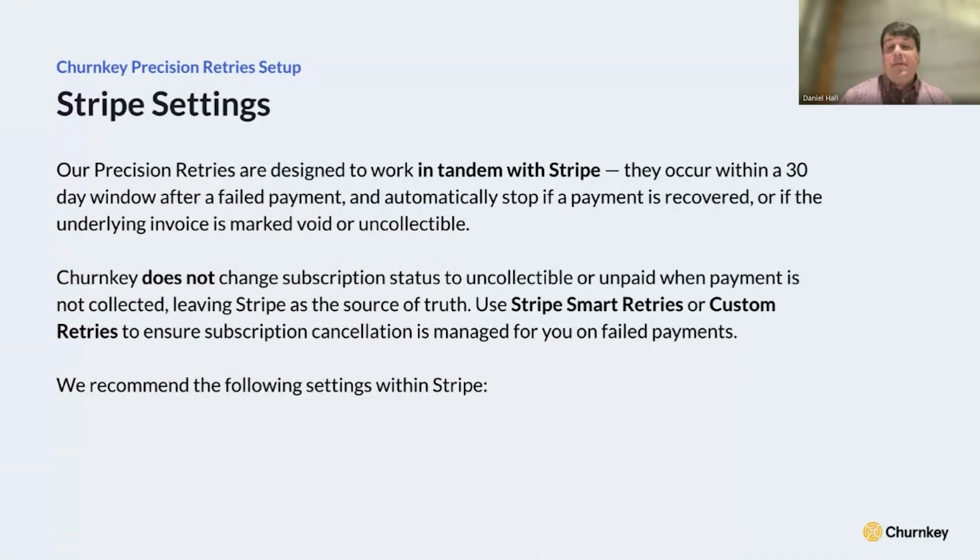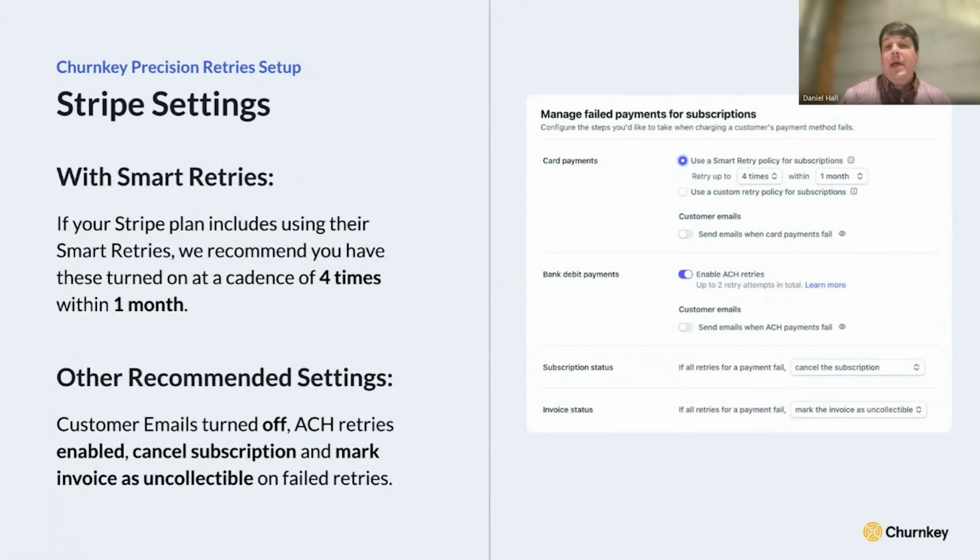The difference between Stripe Smart Retries and Churnkey's Precision Retries can be found when we start talking about the Stripe settings. I'll send this information to you after this call, and a lot of you have already updated this with me on calls, but I want to make sure we're all on the same page here. If you're leveraging Stripe Smart Retries with Churnkey's Precision Retries, which is our recommendation, we recommend that you set the retry schedule from Stripe for 4 times within 1 month. I hope you can see this small picture I have here on the right side. We recommend retrying 4 times within 1 month.